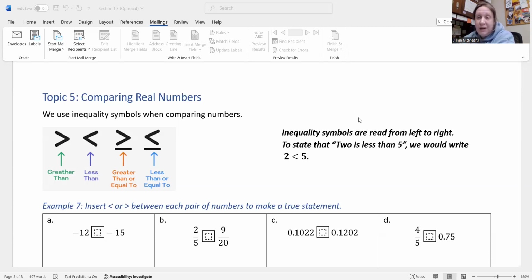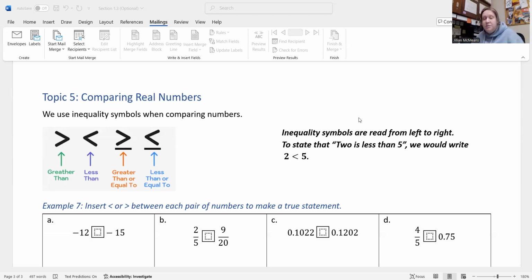But just quickly, we have this image here. It shows what the greater than symbol looks like, the less than symbol. We also have greater than or equal, less than or equal. And you're definitely going to see these inequality symbols come up throughout this course, okay? So having this basic understanding now is going to really pay off later in the course.